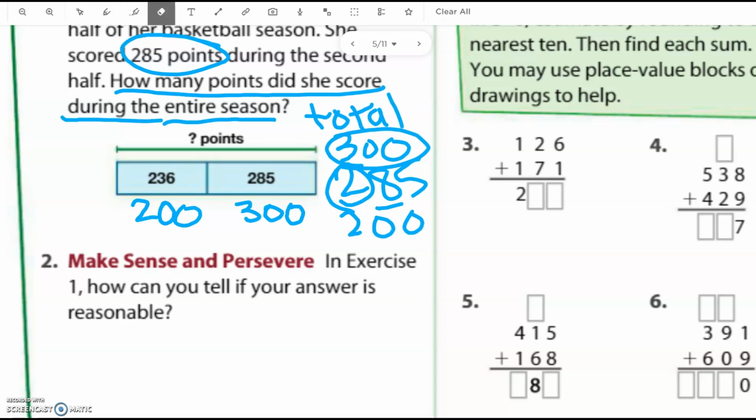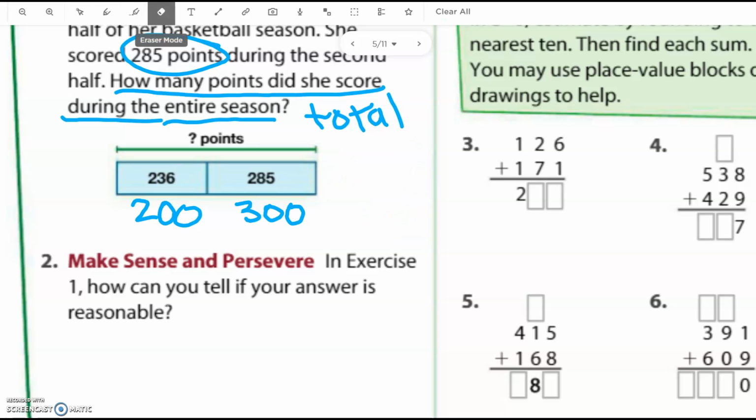Now we can probably estimate. Estimate is another name for guess what our amount of points might be. So 200 plus 300 is 500. So when I answer, I'm looking for something that's close to 500. If it's not close to 500, then I need to add again.